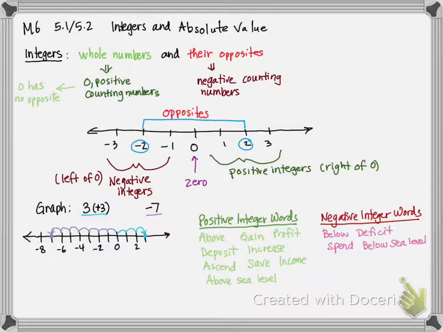Deduct, that means to take away. A loss, we talked about that one. Gain, loss. Descend, opposite of ascend. I descend the stairs in the morning. I ascend to go back up to my bed. And then a withdraw. That's also opposite of deposit. Okay? So those are things that we're going to be looking out for.